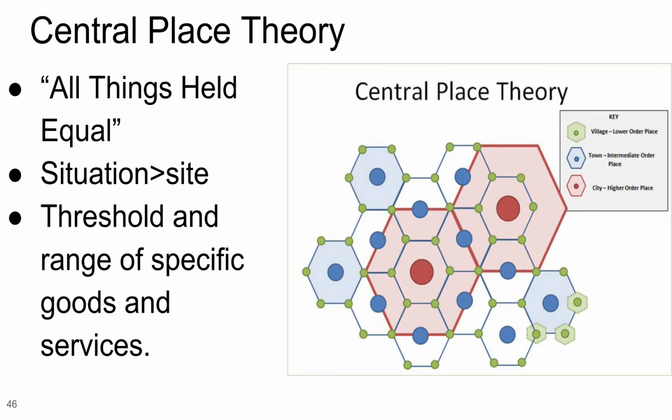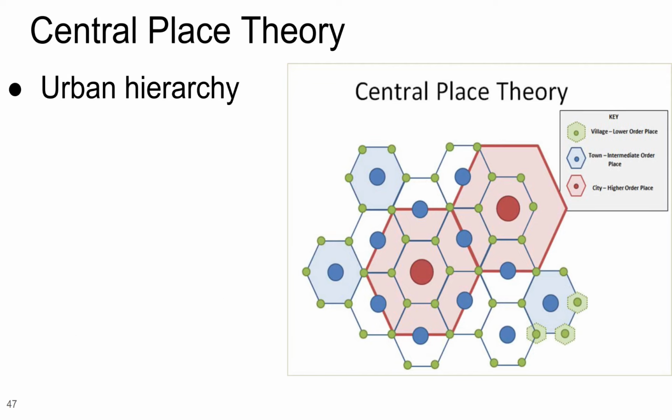And then the range is how far are people willing to drive for things? People are willing to drive or travel long distances for rare and important things. People are not willing to drive long distances for common things. So again, we've got this urban hierarchy of cities to towns to villages.